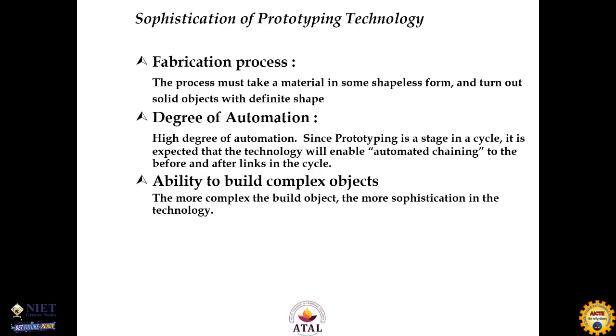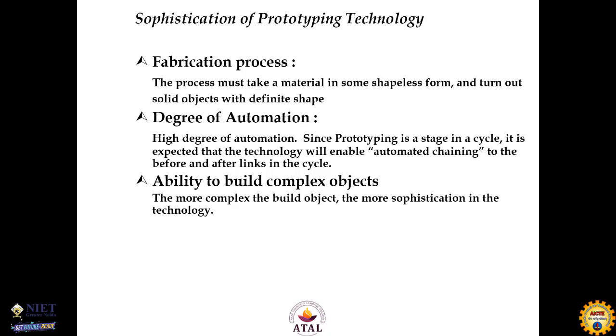The fabrication process must take a material in some shapeless form and turn out a solid object with a definite shape. As you know, the fabrication process has a degree of automation. What is the degree of automation? Basically, high degree of automation means prototyping is a stage in a cycle. It is expected that the technology will enable automated chaining to the before and after links in the cycle. Ability to build complex objects: the more complex the built object, the more sophistication in the technology is required.